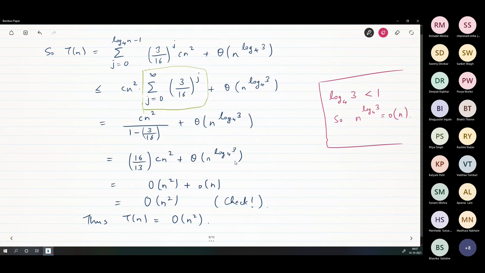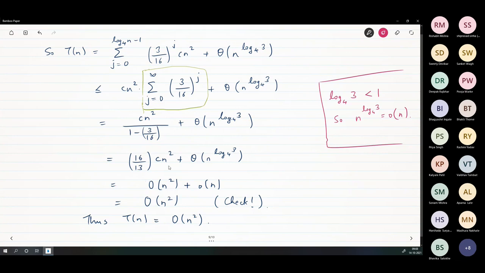Now log 3 to the base 4, the base is greater than 3, right? So log 3 to the base 4 will be less than 1. Now you remember we looked at n to the delta, n to the mu, those kinds of problems in the previous tutorial, so I'm not repeating them. Go back to the tutorial sheet and check. Since this is less than 1, n to the log 3 to the base 4 is in fact little o n to the 1. So this term, although it is theta n to the log 3 to the base 4, is in fact little o n.